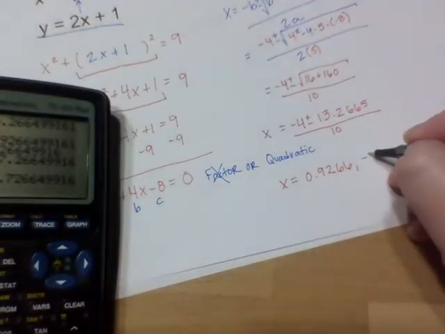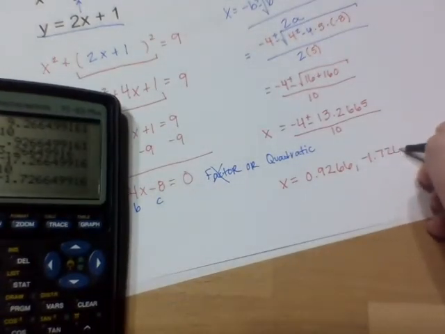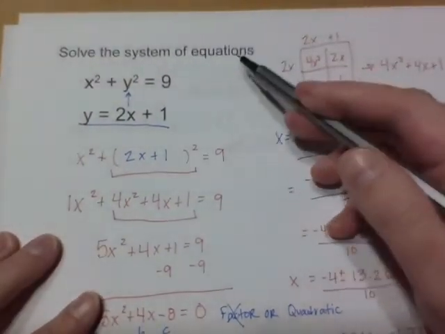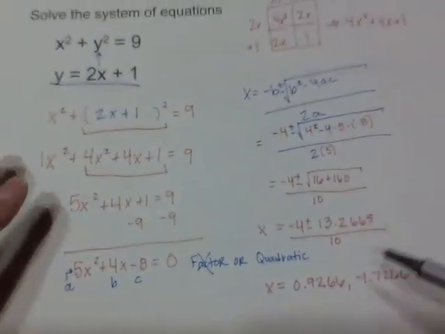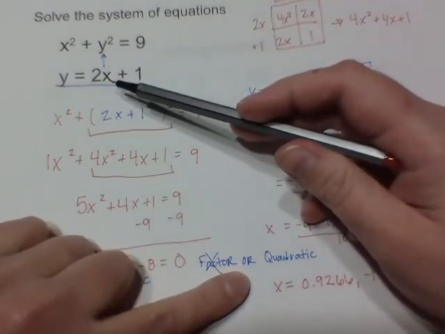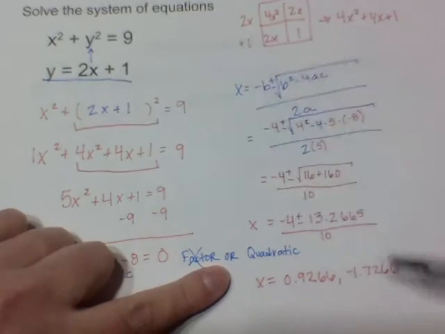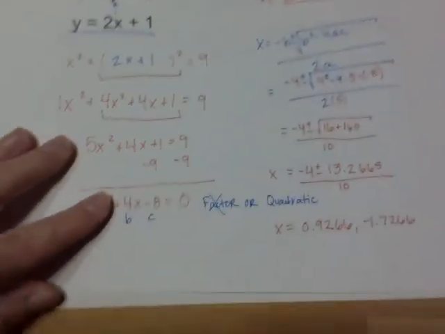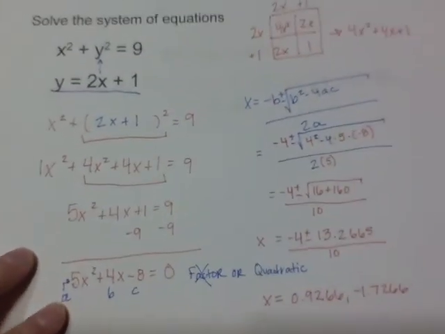And so we also get negative 1.7266. So those are both the x values, but remember that we're trying to solve the system, so we need two equations, which means that we need to plug in this x value here to get a y, and this x value as well to get our y value. And of course, I'm going to plug it into the second one because that one is a whole lot easier to plug into than the other one.